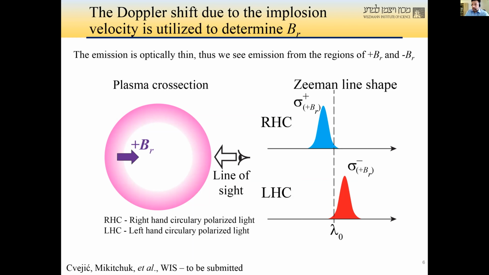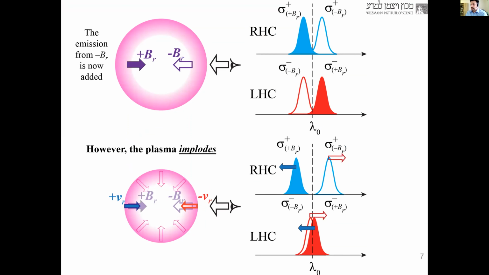Now, because we are looking through the plasma center, we have two sides: one part of the shell approaching and one part of the shell retracting. From the other side of the plasma shell, parallel to minus BR, we observe sigma plus and sigma minus Zeeman components, which are now shifted in the opposite direction from the ones observed due to plus BR. At this stage, in RHC and LHC channels, we would observe and record the same overall line shape composed of 2 shifted sigma components. However, the plasma implodes, and this is the main point.